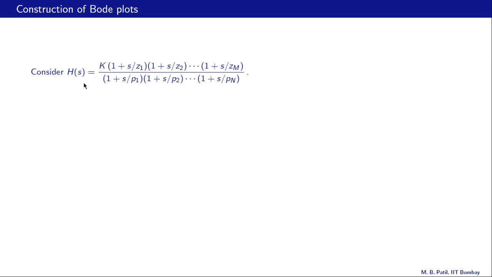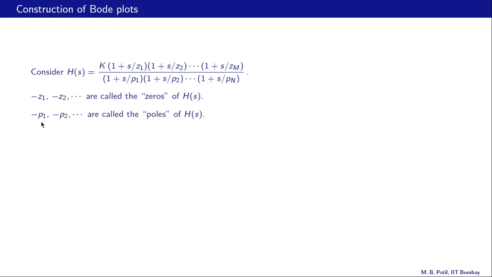Here is a general expression for h of s. In the numerator we have k times 1 plus s by z1, 1 plus s by z2 and so on. In the denominator we have 1 plus s by p1, 1 plus s by p2 and so on. Now these quantities minus z1, minus z2 etc. are called the zeros of h of s. For example, if I substitute s equal to minus z1, this bracket becomes 0 and h of s becomes 0.